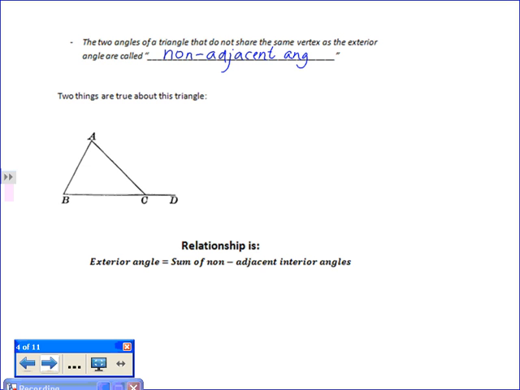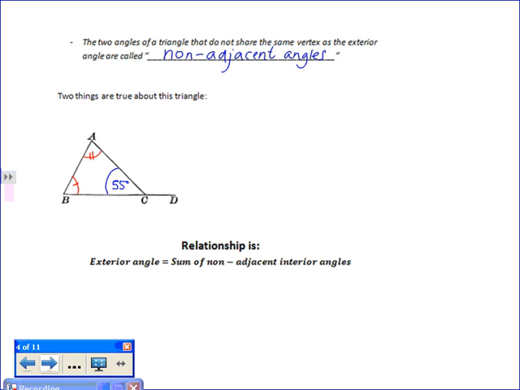Non-adjacent angles. Let's think about what's true here. So we've got a diagram here. Let's just put in angle C. Let's say the angle C is equal to 55 degrees. Okay, and let's think about what the relationship is between angle A, B, and angle C. I'm going to make angle A and angle B different here.